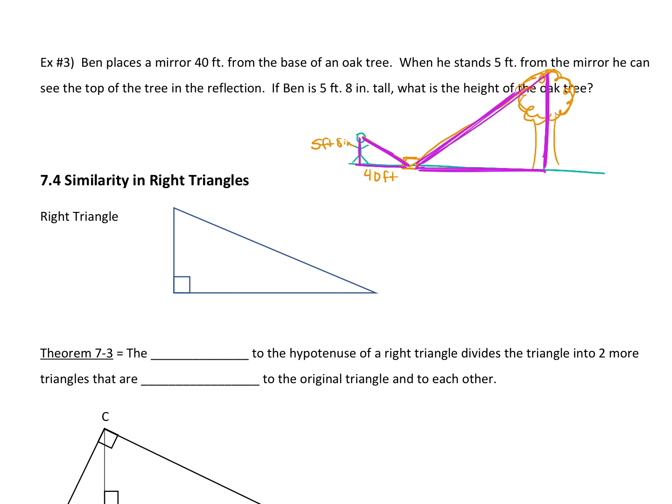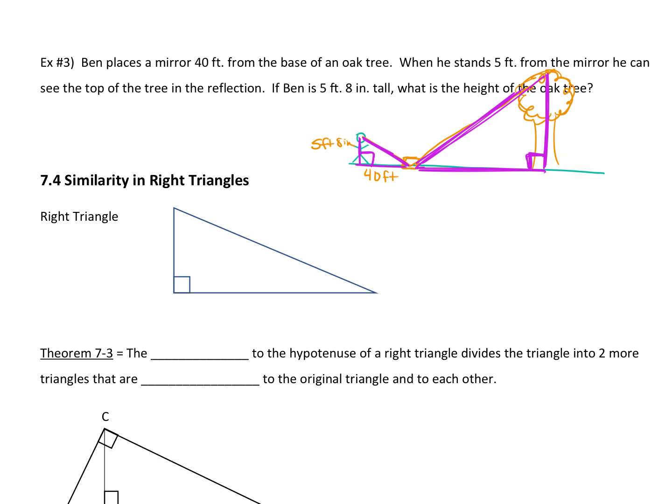The angles. Which angles are going to be the same right now? Do you know? Assuming an oak tree grows straight up, it's a right angle, right? So he's standing straight up and the tree is standing straight up. So those are right angles. Is there another angle that we know is going to be the same?